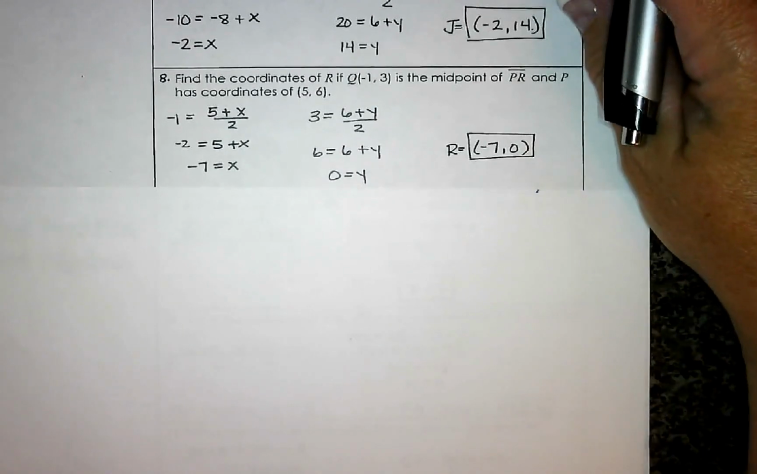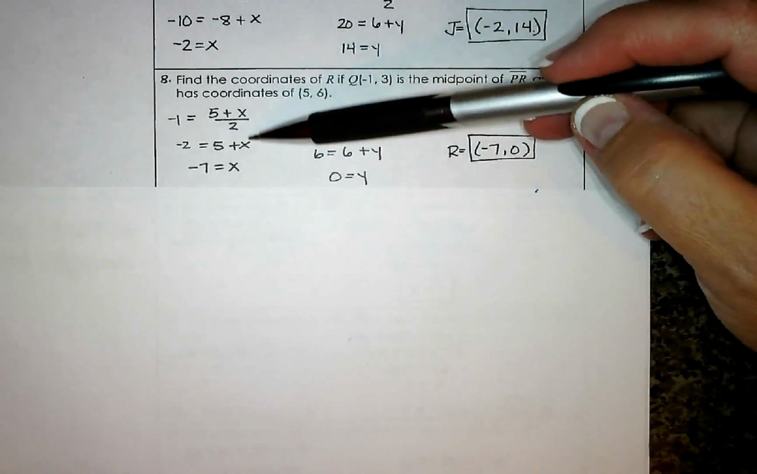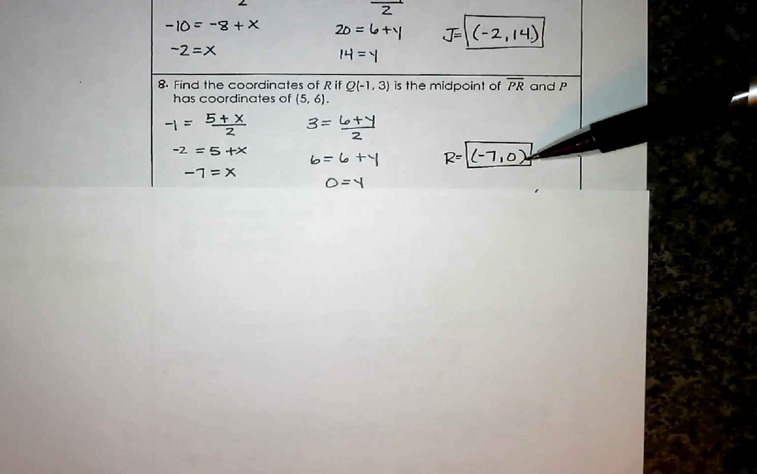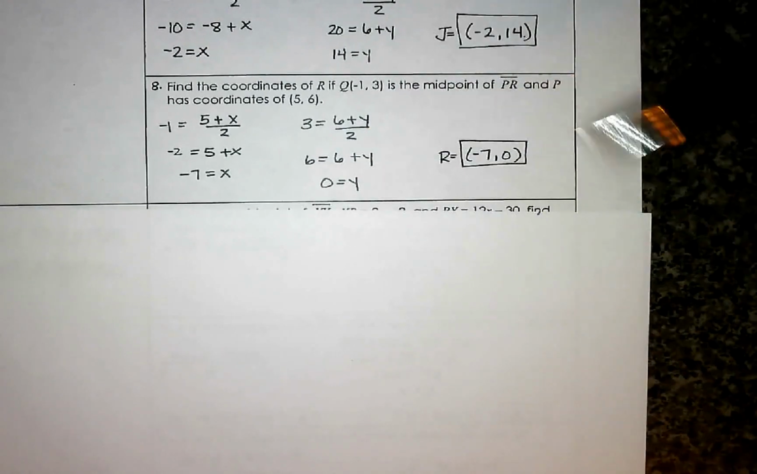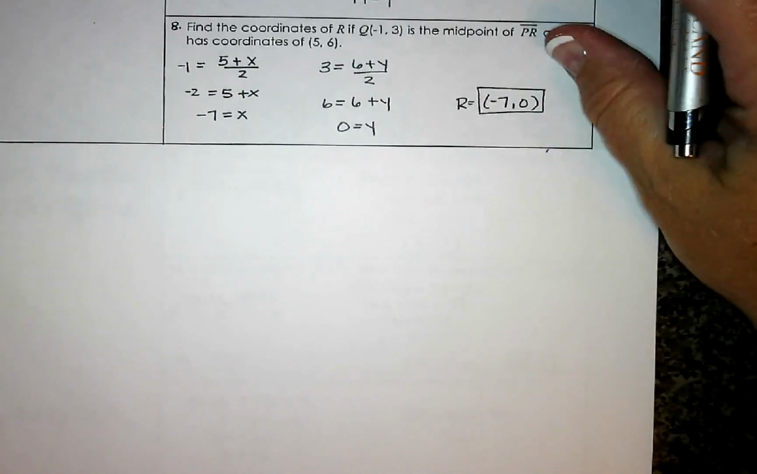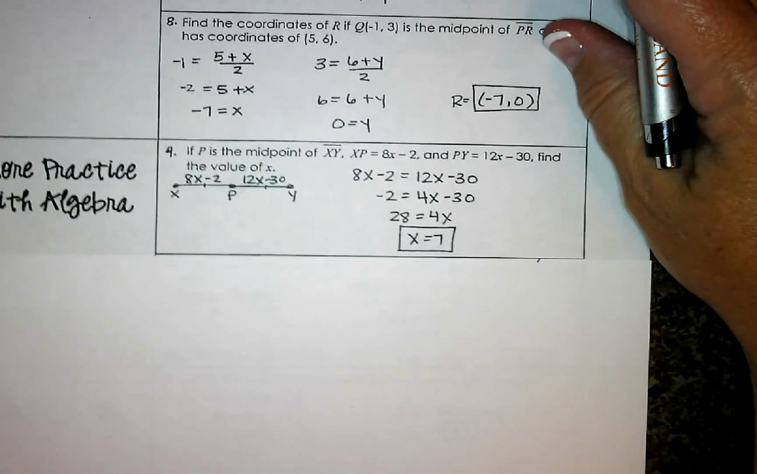Same idea on number 8. Find the endpoint. For R, you end up at negative 7, 0. If you have any questions on how these are done, please let me know. Now, these last 3 were just like extensions of stuff we've already done. So let's take a look. More practice with algebra.